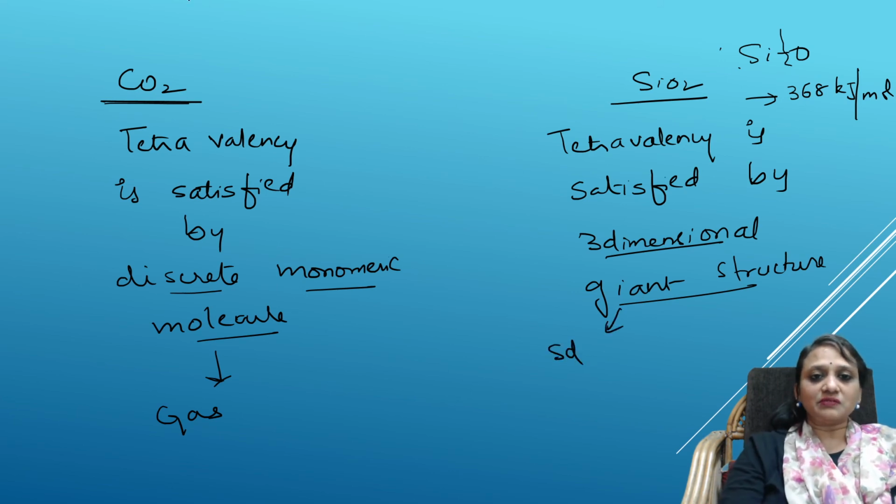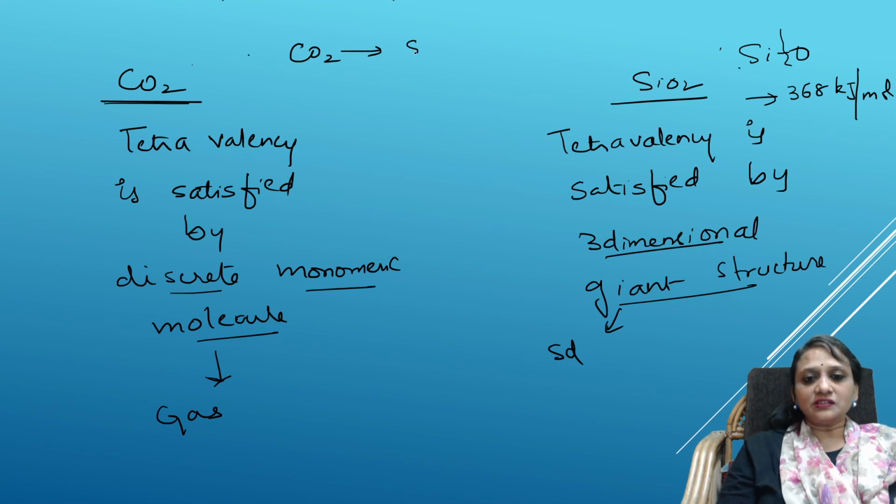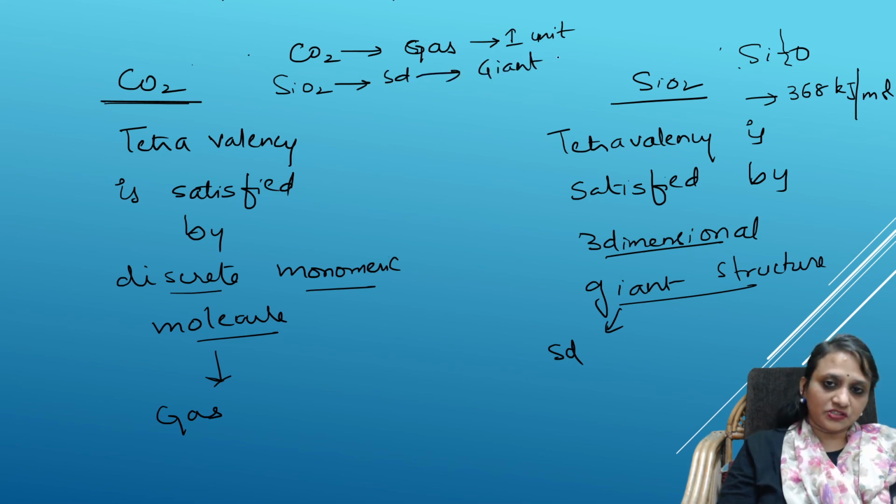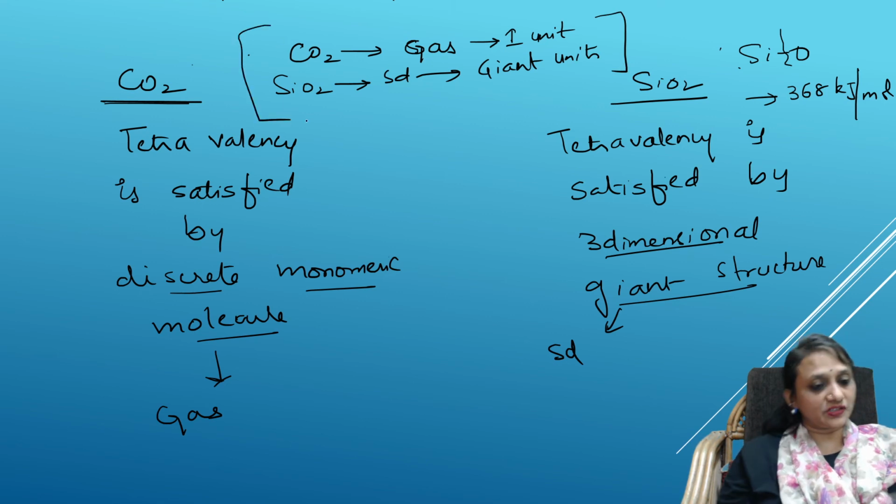Understood? So in simple words, in the summary, if I have to write, I'll write only one word. Carbon dioxide is a gas because of one unit, monomeric unit. SiO2 is a solid because of giant units. This is the summary. Got it, students? Okay.